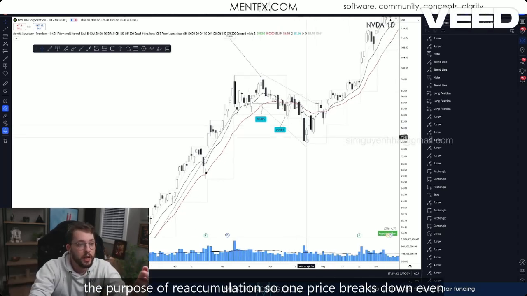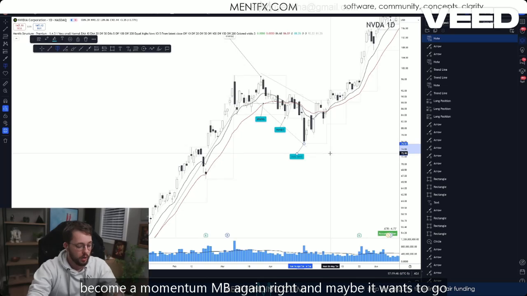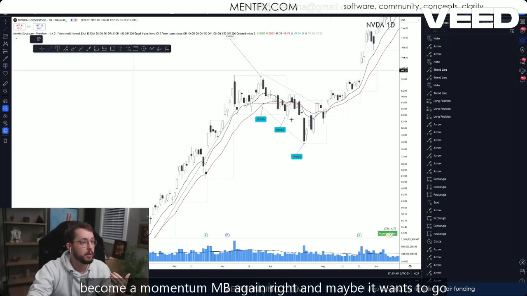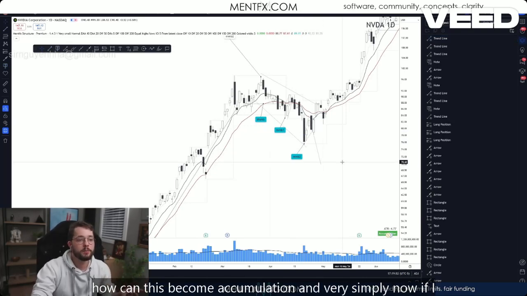So when price breaks down, even though it's down here, this thing right here can become a momentum MB again, right? And maybe it wants to go sideways like this and then break down. I'm already thinking, how can this become accumulation?